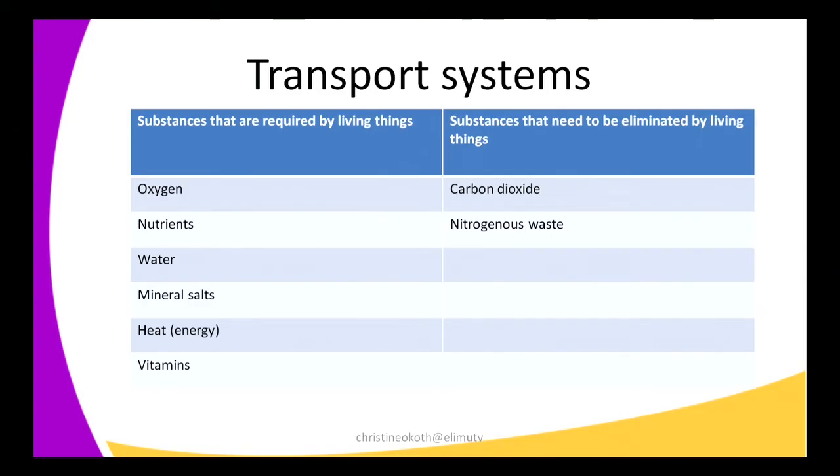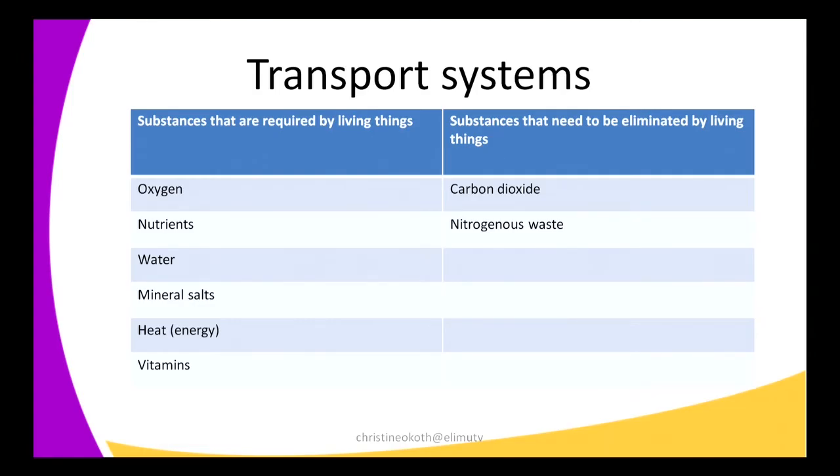Then, the substances that need to be eliminated by living things. Why do they need to be eliminated? Some of them are toxic and some of them do not have any use in the system. So they need to be eliminated. For example, we have carbon dioxide and we have nitrogenous waste.